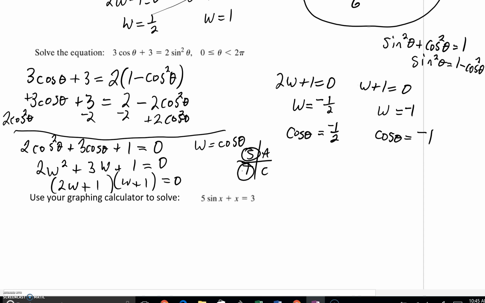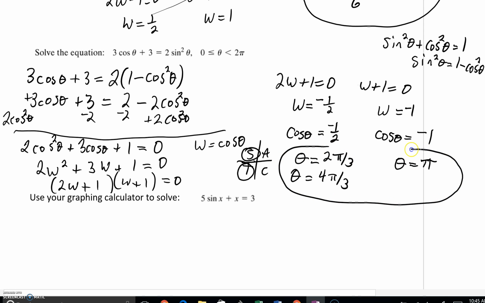Cosine would have a value of a half at pi over 3. So in the second quadrant, we'd have 2 pi over 3. And in the third quadrant, we'd be at 4 pi over 3. Cosine is negative 1 at pi radians. And here are your 3 answers that you will be working with.